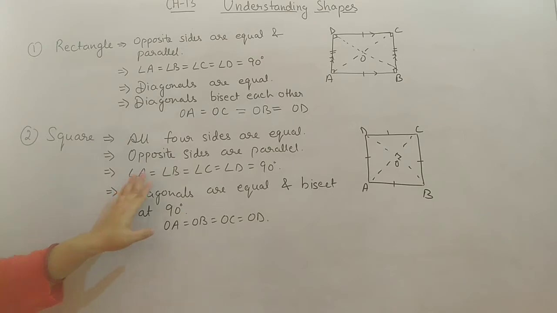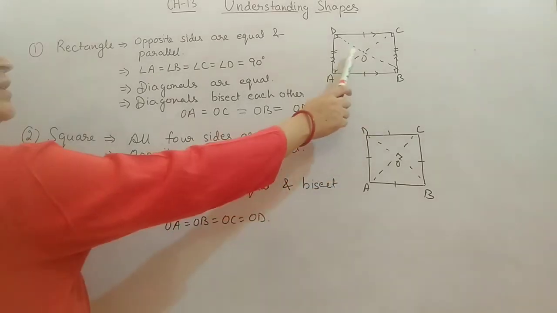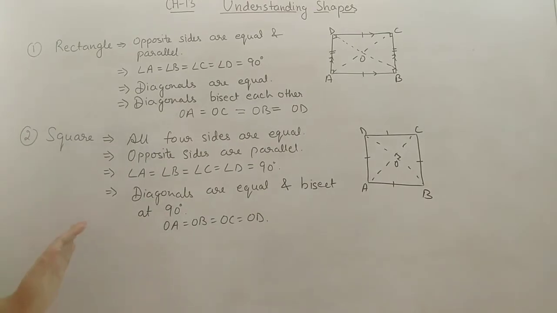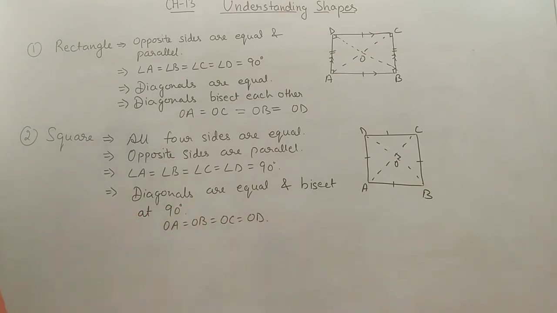And next, all four interior angles are 90 degrees. Diagonals are equal and diagonals bisect each other. One thing is extra, that these diagonals bisect each other at 90 degrees, meaning this angle is 90 degrees. But for a rectangle it is not compulsory. This and this will be equal, this and this will be equal, but it's not compulsory that it will bisect at 90 degrees. But for a square it will bisect at 90 degrees.